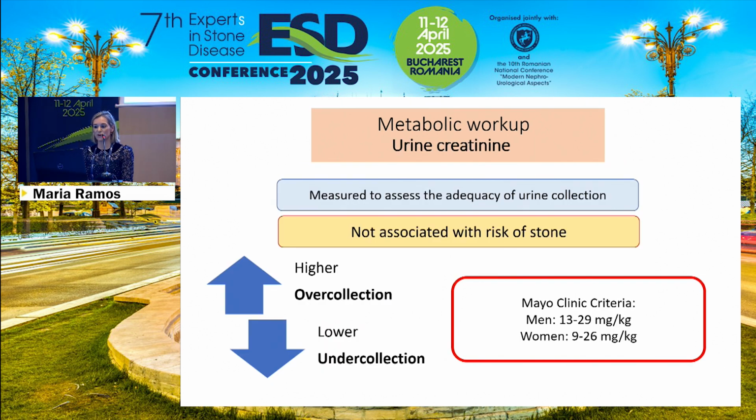Urine creatinine is not associated with the risk of a stone, but is a measure to assess the adequacy of urine collection. This is, for example, the criteria of Mayo Clinic, and higher values mean over-collection and lower values under-collection. We have to check in a 24-hour urine sample, first the volume and then the creatinine, to assess the adequacy of the collection.